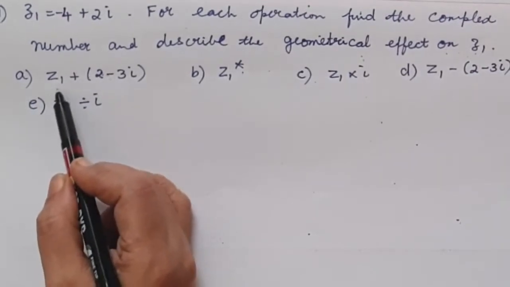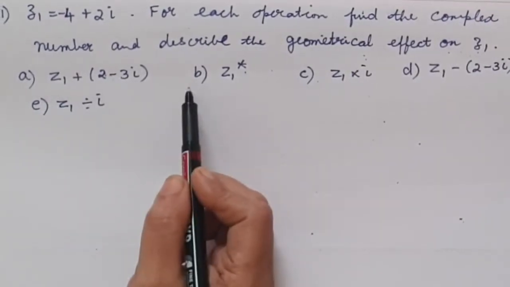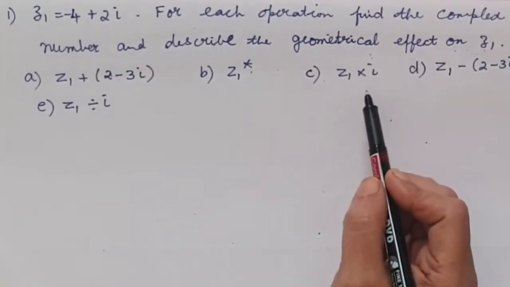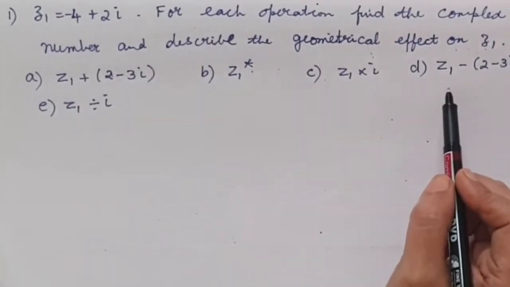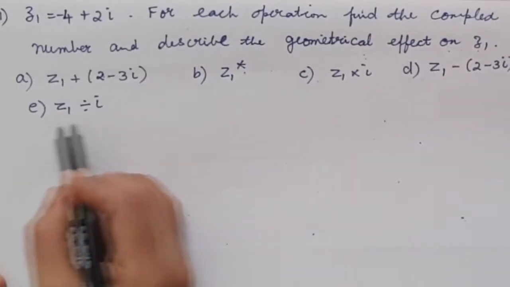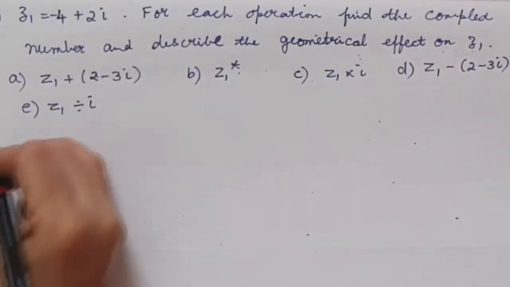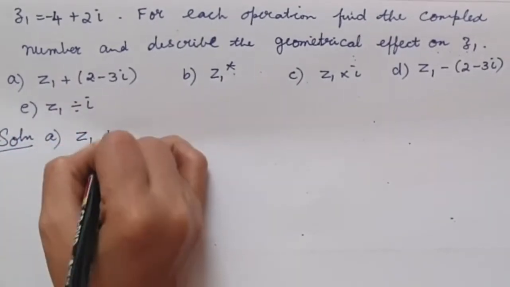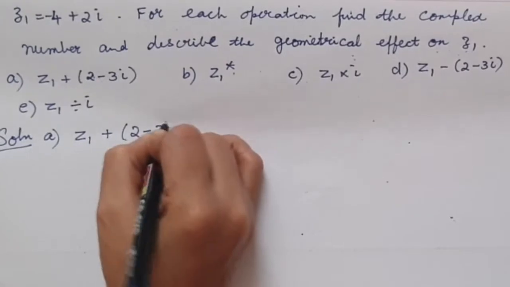That is, the first one is z1 plus 2 minus 3i. B, z1 star. C, z1 multiplied by i. D, z1 minus 2 minus 3i. And E, z1 divided by i. Now the first one, that is part A, is z1 plus 2 minus 3i.